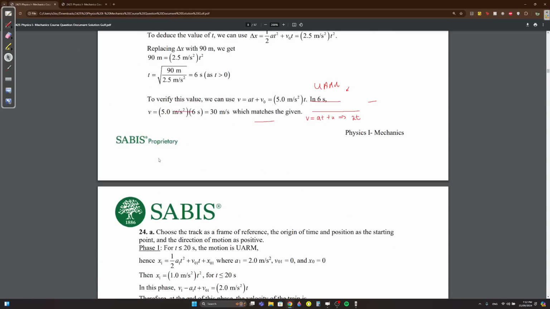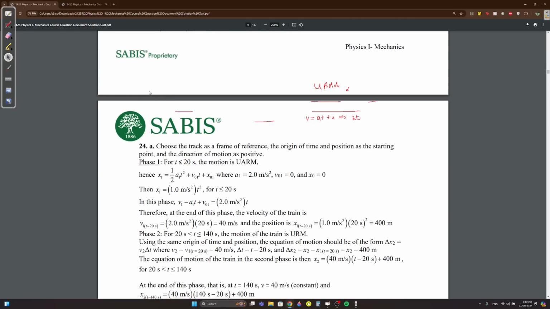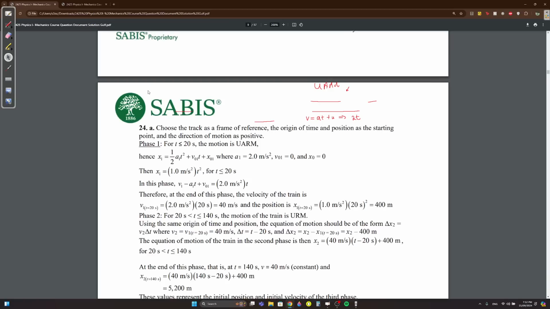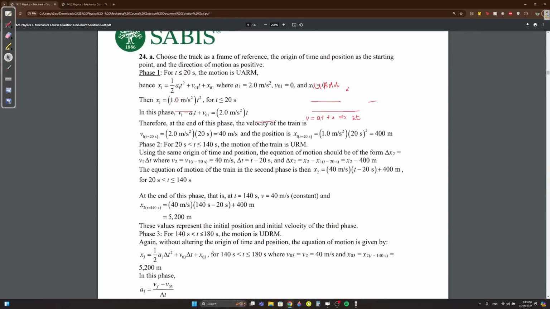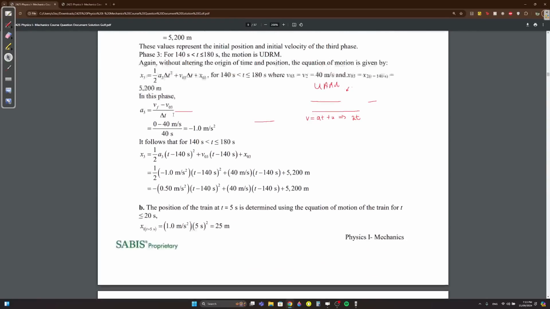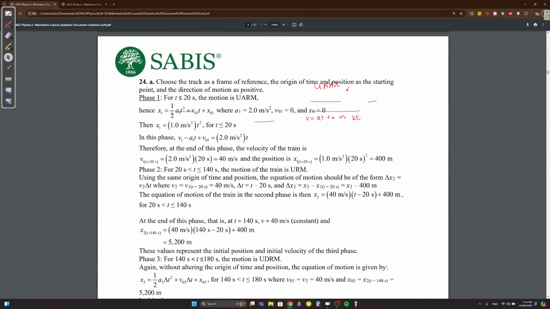Wait, let me see the answer. They gave us time. Oh, do they want x? Okay. What I'm seeing, that's a long solution, bro. What I'm seeing here is they found the x and they found the v.